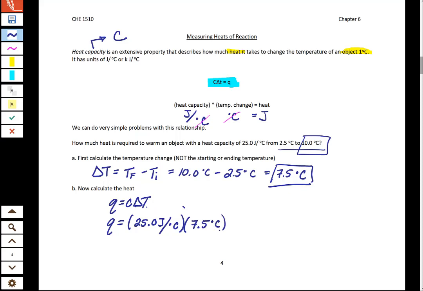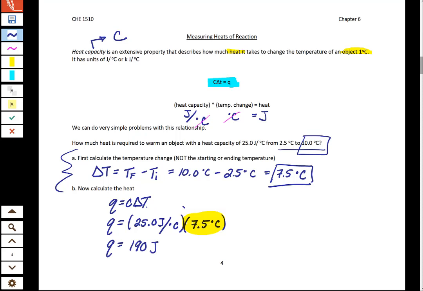Now, in actuality, by the time you get to the exam, you don't have to do this kind of separate delta T calculation, but it's a good place to start until your brain is ready to look at significant figures of the delta T while it's in the overall bigger equation. So when we calculate this, we're going to round to two significant figures to get 190 joules.